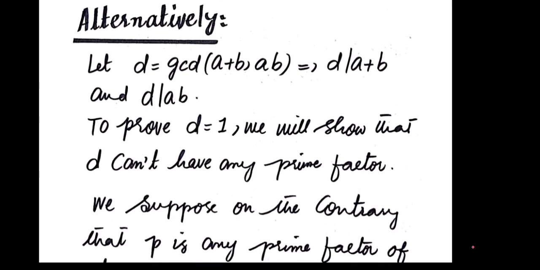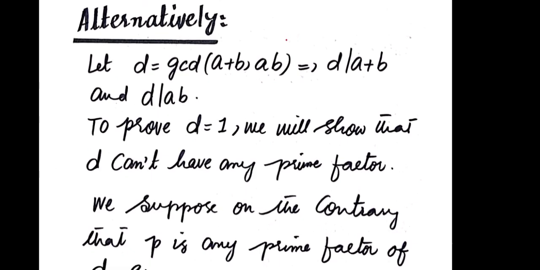Next I have an alternative proof of this question. We suppose that the GCD of AB and A plus B is equal to D. This implies D divides A plus B and D divides AB. To prove that D is equal to 1, we will show that D cannot have any prime factor, because 1 is the only positive integer that has no prime factor. Every number which is greater than 1 always has a prime factor. So to prove D is equal to 1, we will show there is no prime factor of D.